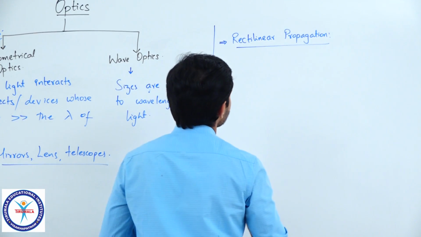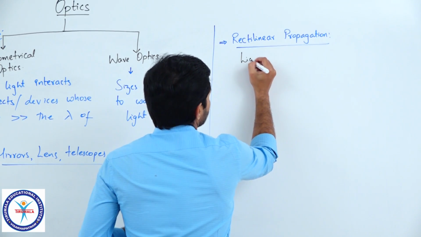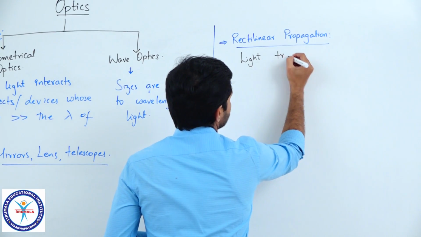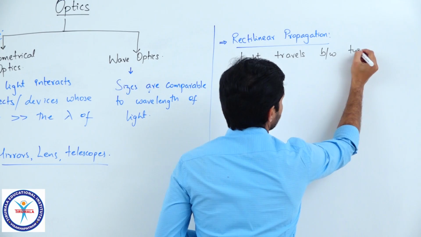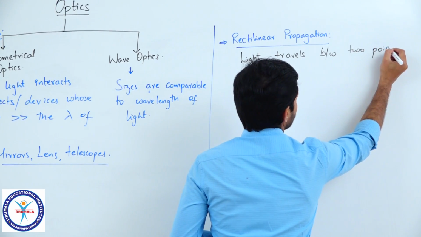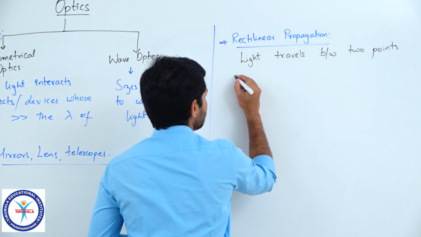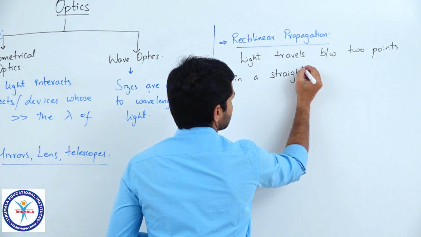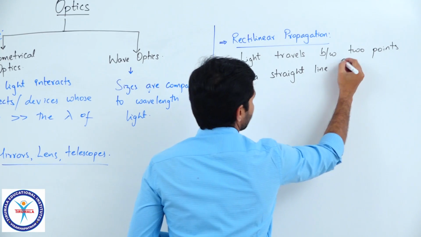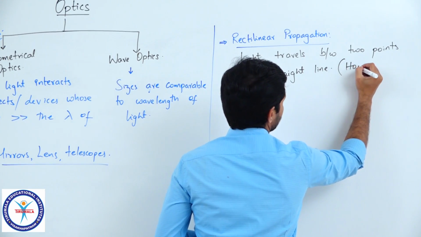I can write that here: light travels between 2 points in a straight line, and as I told you, whatever I have written is in a homogeneous medium.